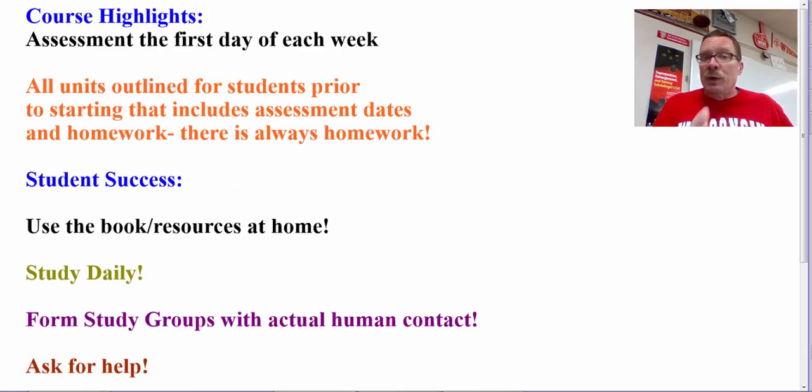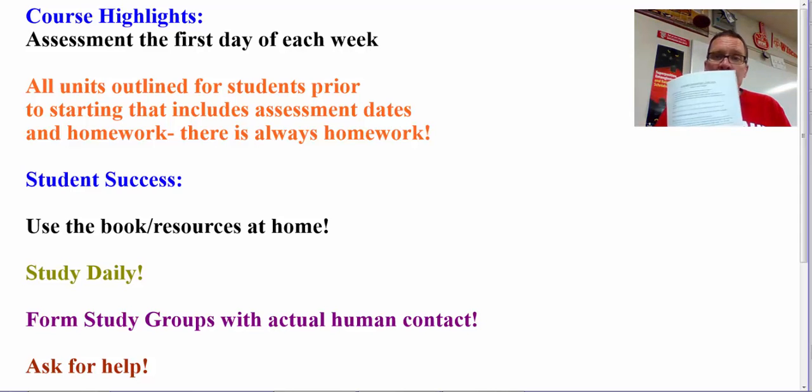Here's for you to know, we do assess, whether it's a quiz or a unit test, the first day of every week. I like it every week because it allows us to figure out where they're struggling and keep them from falling too far behind.